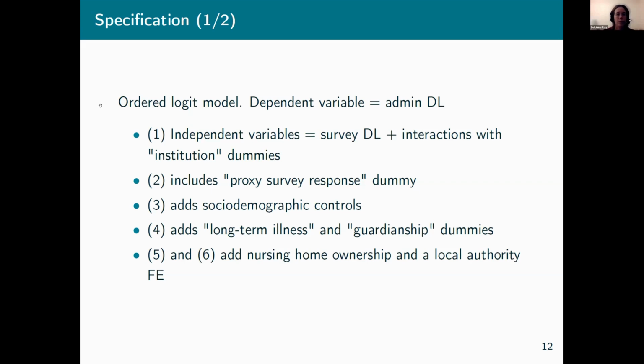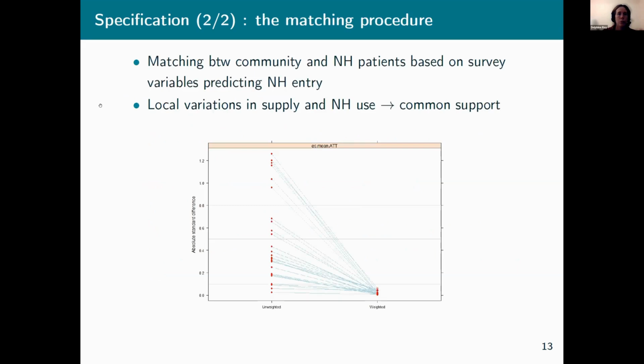Then I add some controls for social vulnerability and also diseases. And finally, I add nursing home ownership, as I said, and local authority fixed effects. And because it might not be enough, I also match people, respondents between community and nursing homes based on survey variables predicting nursing home entry.